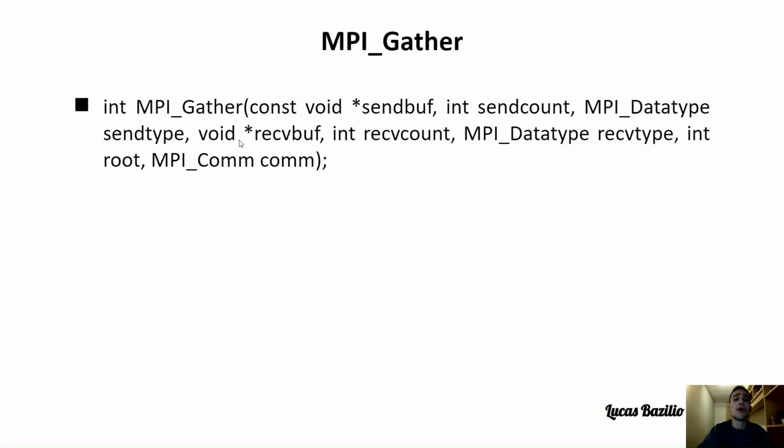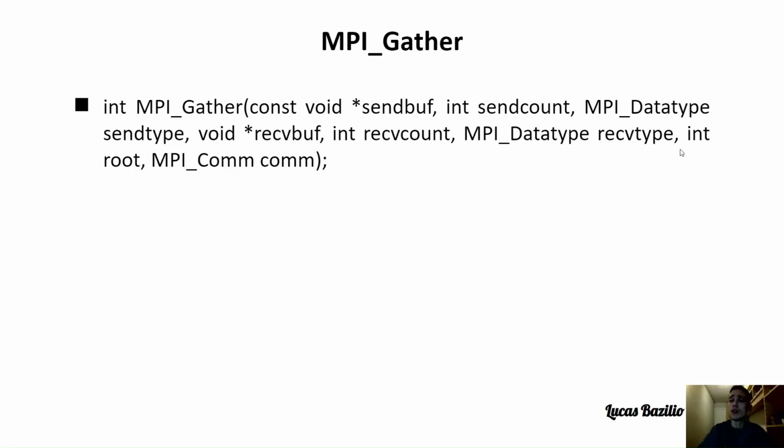We then have this integer send count, which is the number of elements to send from this send buffer array. We have also the send type: what is the data type of these elements in the send buffer array? Then we have this pointer to the receive buffer. This is the address of the receive buffer on the root process, and it is this buffer that will store the gathered data. Analogously, we have the receive count, the number of elements received by the root process.